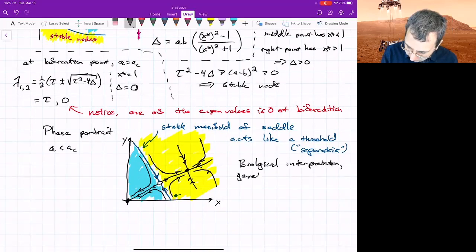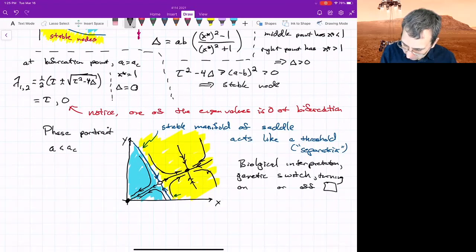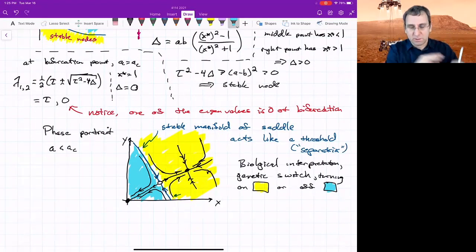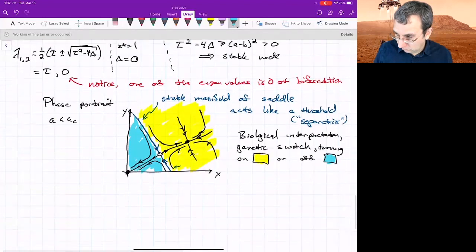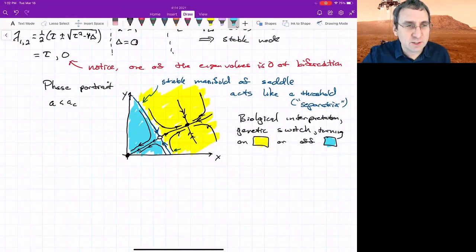So that's our biological interpretation. We have sort of a genetic switch turning on or off, and it just depends on where you were, like the basin of attraction of one fixed point or the basin of attraction of the other one. And if this parameter A is varied by some other part of the biological system, you could only have off if desired by the system. You can get similar stuff happening with the pitchfork and the transcritical.